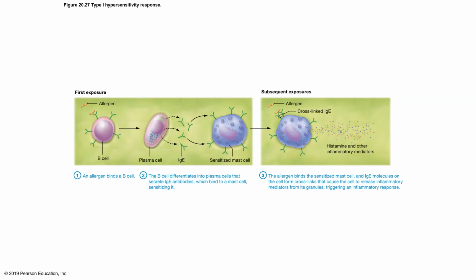This is the allergen. This could be pet dander, dust mites, pollen, whatever. And IgE molecules on the cell then form crosslinks that cause the cell to degranulate and release inflammatory mediators like histamine and serotonin and bradykinin, and that triggers the inflammatory response.